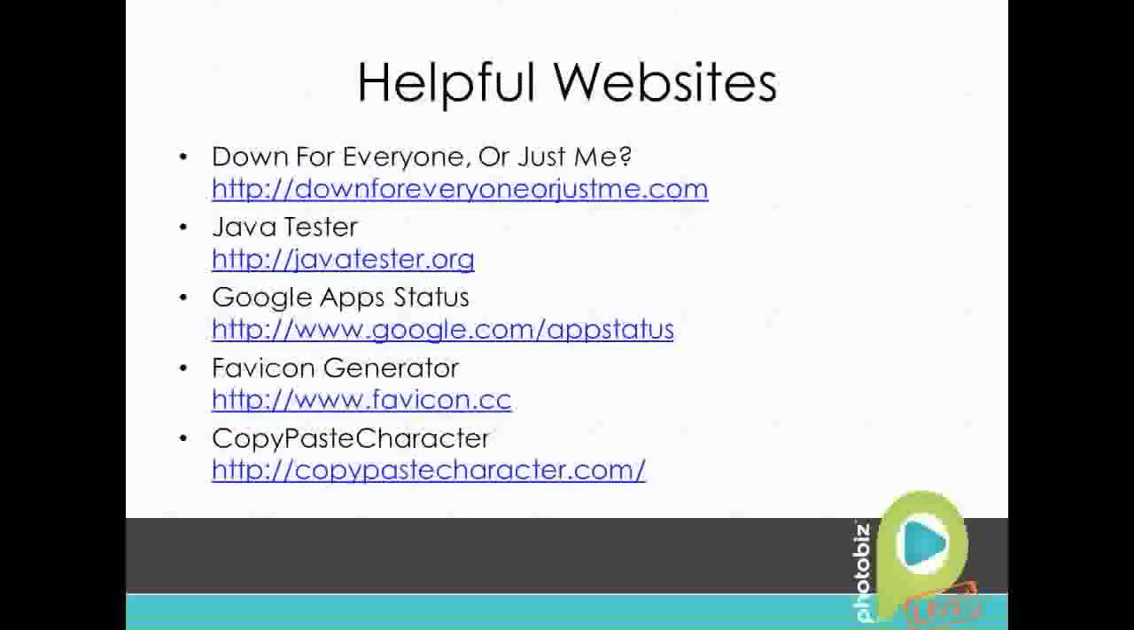Now this is a list of some of the helpful little websites that we use here in Passionate Support for various things that might help you figure out when you're running into some problems. The first one is one I mentioned a little earlier in the webinar, which is Down for Everyone or Just Me.com. This is really helpful if you're not sure whether there's a problem with your website or a problem with your internet or what have you.